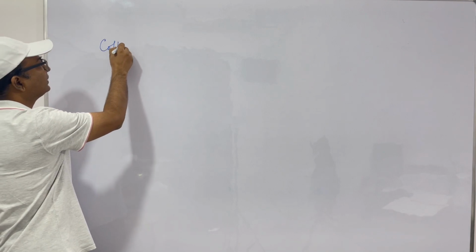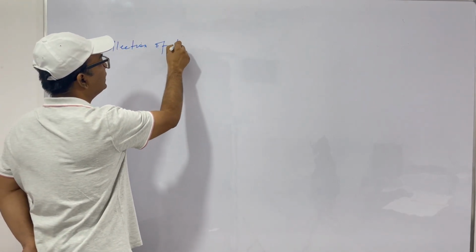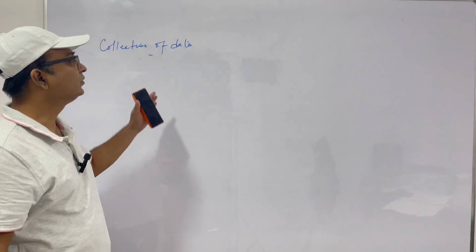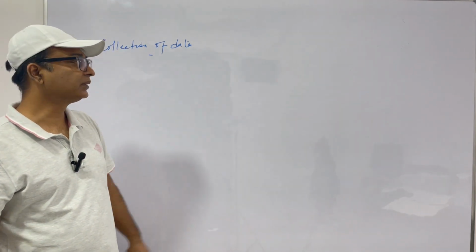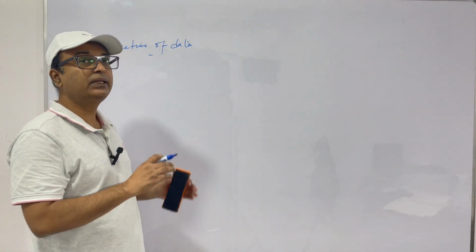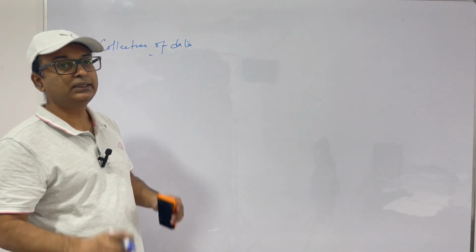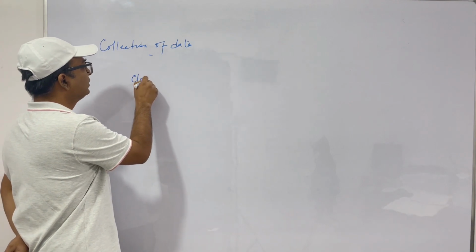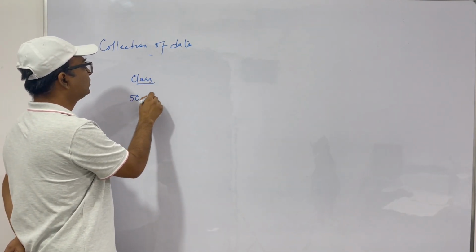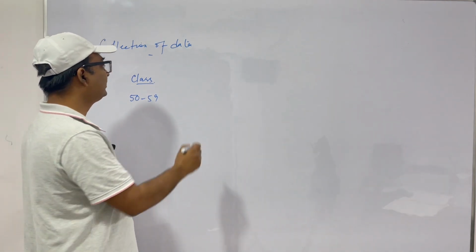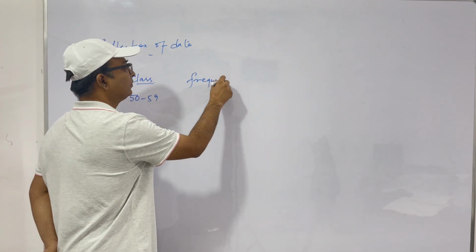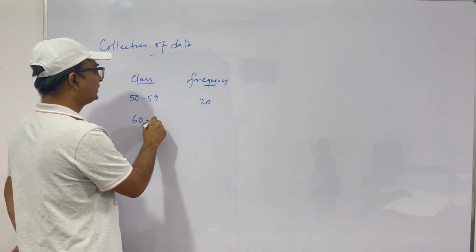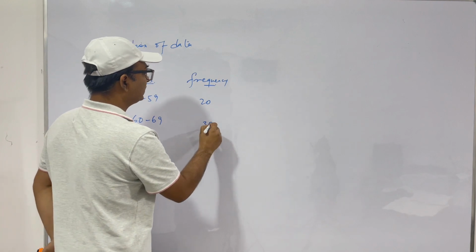First is collection of data. How do we collect data? I just told you we have 100 students in a class and we have the numbers obtained by each of the students. So we collect the data and then we make a table that is called a frequency distribution table. So we can create a table like this, class 50 to 59. How many students have scored between 50 and 59? That will be the frequency. Let's say 20 students have scored between these marks. Then 60 to 69, let's say 30 students have scored.